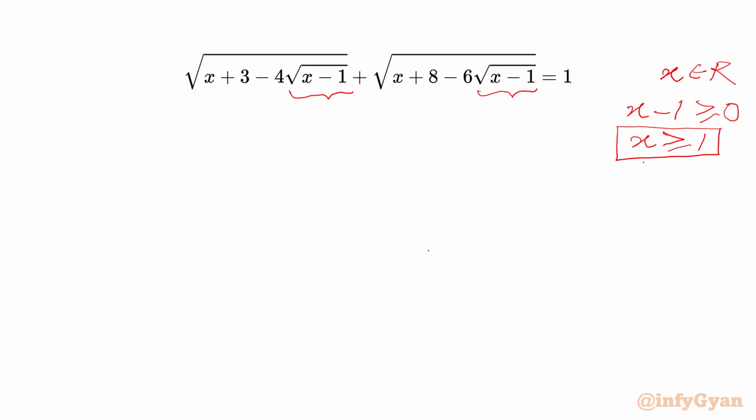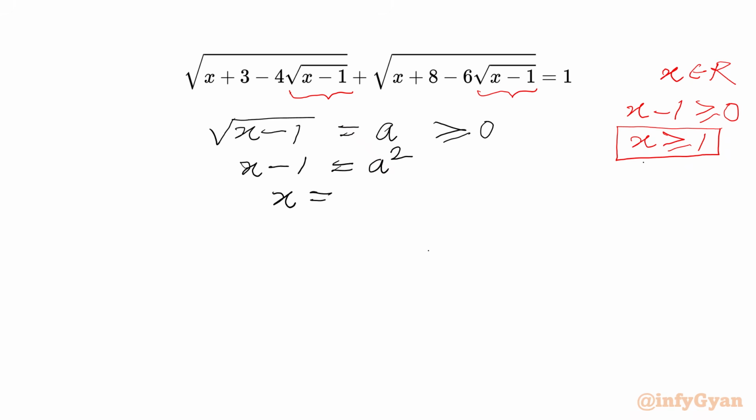Now we will consider a substitution. Square root of x minus 1, suppose this is equal to a. So a must be greater than or equal to 0. After squaring both sides, we will write x minus 1 equals a squared. By adding 1 to both sides, we will get x in terms of a. It would be a squared plus 1. Now we are going to put a squared plus 1 in place of x.